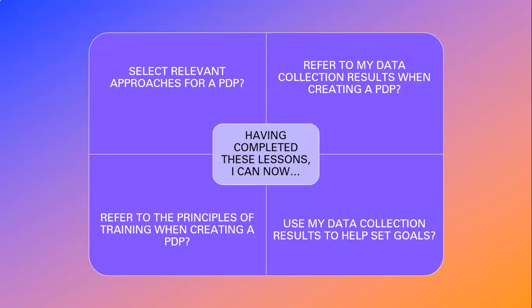Thirdly, you should be able to refer to the principles of training when you create a PDP. So, can you talk through and describe and explain how you might use specificity, progressive overload, rest to avoid reversibility, and avoiding tedium in order to make an effective and stimulating PDP. And then finally, you should now be able to select relevant approaches for a PDP based on the requirements of the individual, the sport, and also their roles and responsibilities.